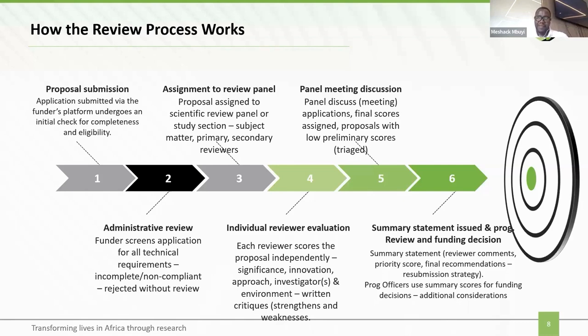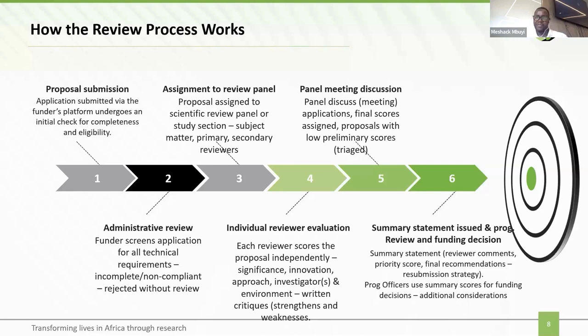Then number 5, the 5th stage, is now a panel meeting discussion. So once the individual reviewers have done their part, they will go to a panel discussion. The panel discussion will review the application. They will also review the comments from the individual reviewers, and then they will give final scores.